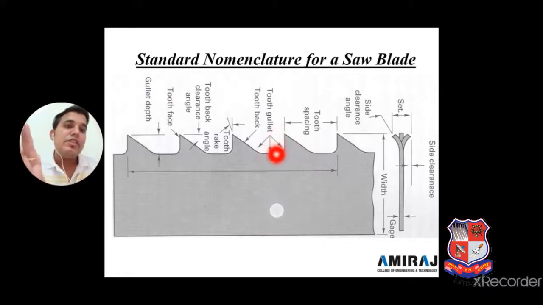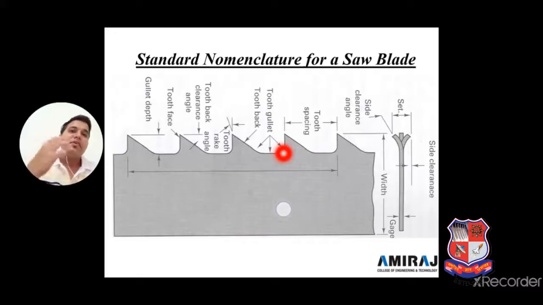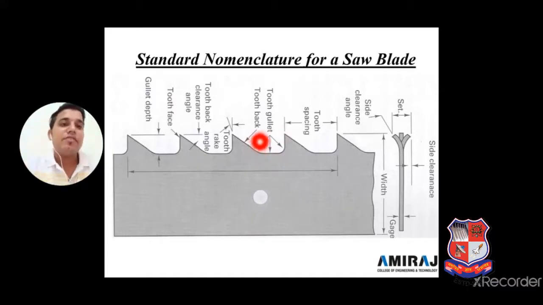Tooth gullets we are providing particularly for proper chip formation. Chips should not damage the workpiece again. That's why tooth gullets are there. Gullet means if we eat something, it will easily digest, then it is called a gullet. But here, whatever chip is formed will come under the tooth gullets. So it will create a circular chip formation. Due to this we get the continuous chip formation in the saw blade.